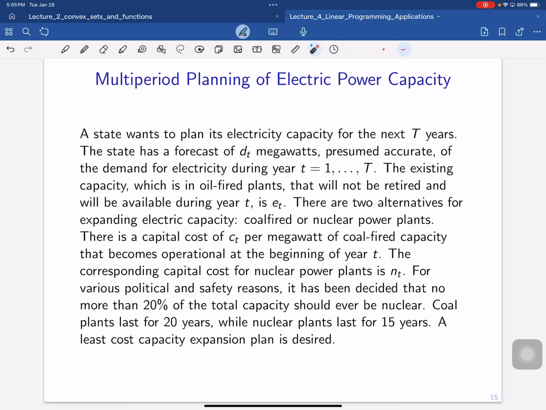And then for various political and safety reasons, it has been decided that no more than 20% of the total capacity should ever be nuclear. Okay, and coal plants last for 20 years, while nuclear plants last for 15 years. A least-cost capacity expansion plan is desired. So this should be a very simple problem to consider. You want to expand the capacity of two types of plants while satisfying the growing demand.